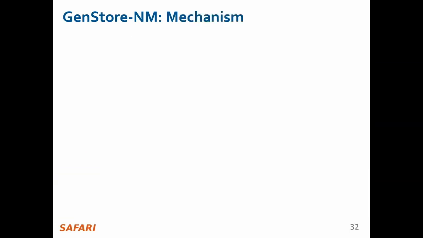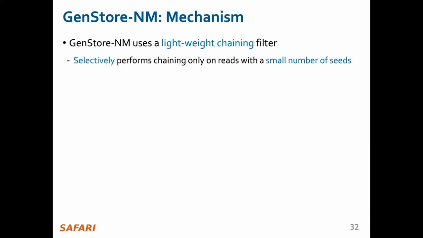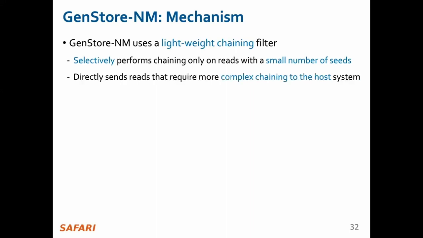So to reduce the cost of chaining, GenStore-NM uses a lightweight chaining filter that selectively performs chaining only on reads with a small number of seeds, and directly sends reads that require more complex chaining to the host system.